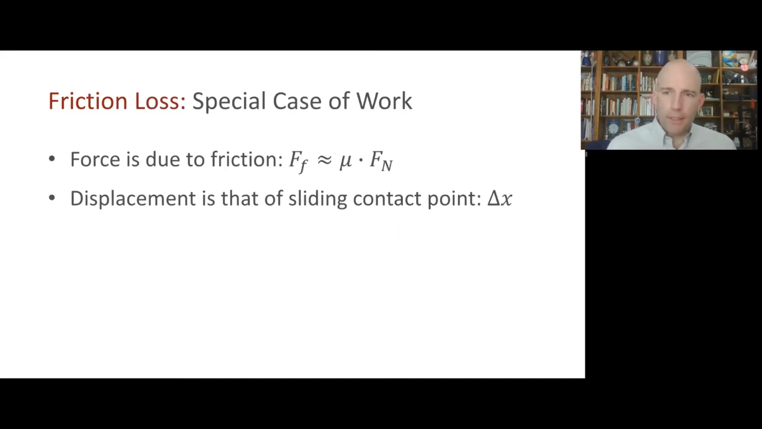So friction losses, which we're going to see in a lot of our designs in this last project, are just a special case of work where instead of just any old force, we have a force due to friction. We could model this as dry friction or Coulomb friction, with the friction force being equal to the coefficient of friction times the normal force. And then the displacement is just the displacement of the sliding contact point. So where the two things touch, how much they move relative to each other is what determines the displacement and the energy loss to friction.